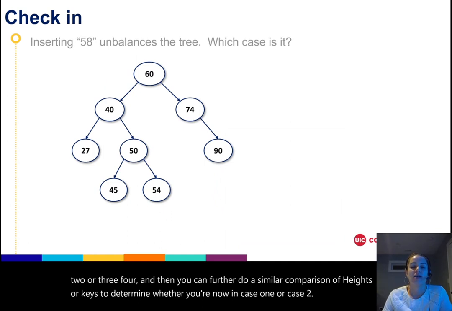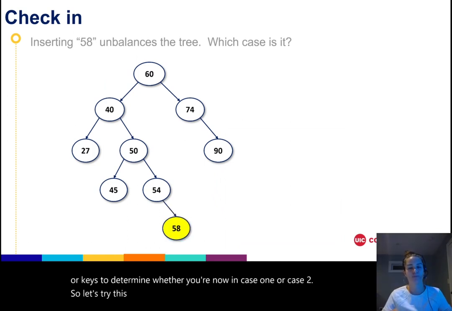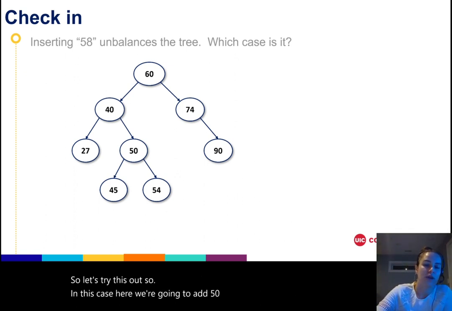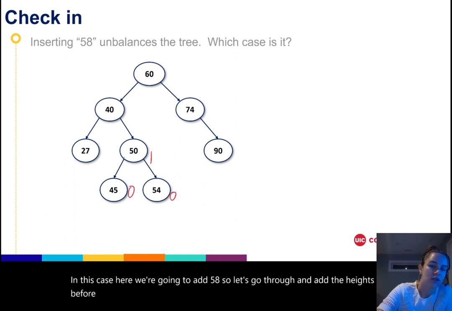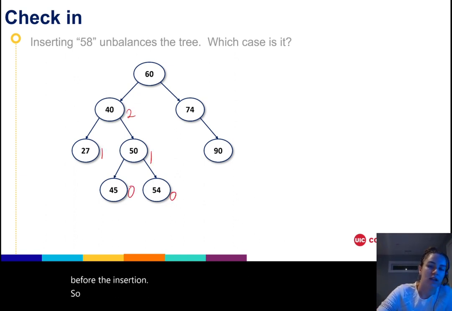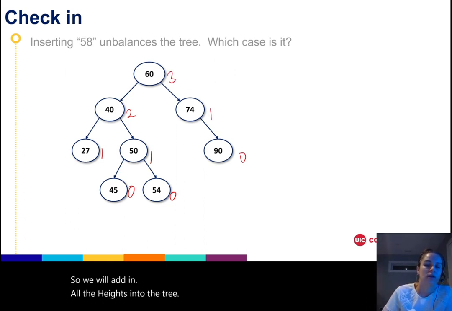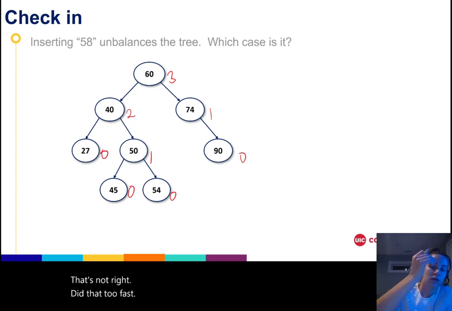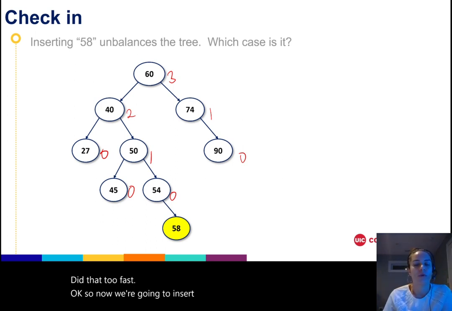So let's try this out. In this case here, we're going to add 58. So let's go through and add the heights before the insertion. So we will add in all the heights into the tree. That's not right. Did that too fast. Okay, so now we're going to insert 58. So when we insert 58, we'll update the heights and check the AVL conditions.